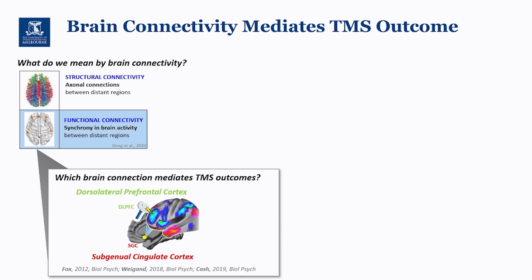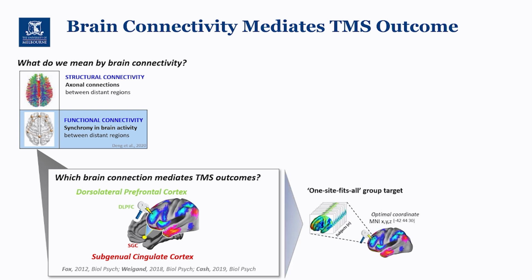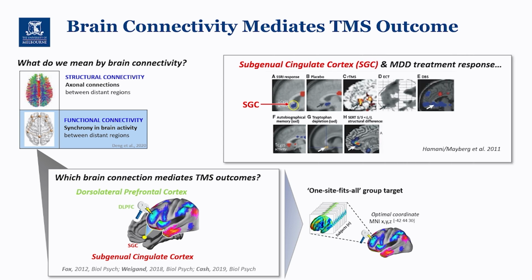Now the question is, where should we be measuring connectivity to? We're interested in stimulating the DLPFC, which is a large region, and we want to use FC to personalise connectivity, but where would we measure that connectivity to? And we've generally focused on a region called the subgenual cingulate cortex, and the rationale for that is that there is extensive work that has shown that the SGC is an indicator of how a patient will respond to TMS treatment.